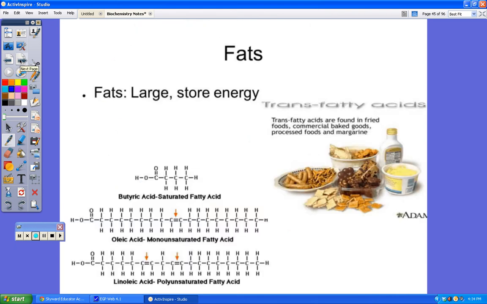The last part of the talk is on fats. Fats are the storage for energy in our body. So they're very large molecules, which we'll see. So here's a couple examples of them. Much larger than water or even the sugars that we saw earlier. These are long chains of carbon with hydrogen and oxygen mixed in there a little bit.